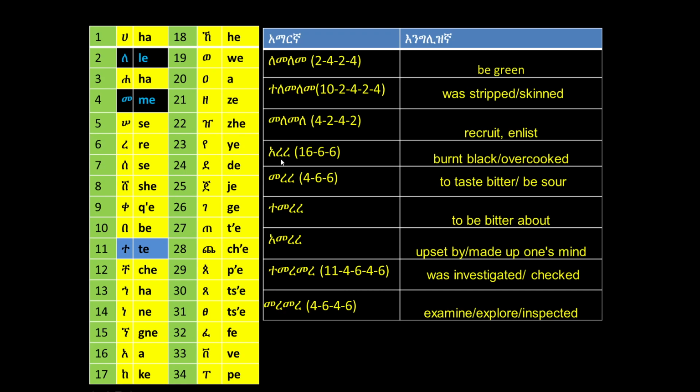አረረ. This is to show you the position again. Number 16, then number 6, r. Again, r, a, r, r. If we add t, ተመረረ. አመረረ. ተመረመረ. መረመረ.